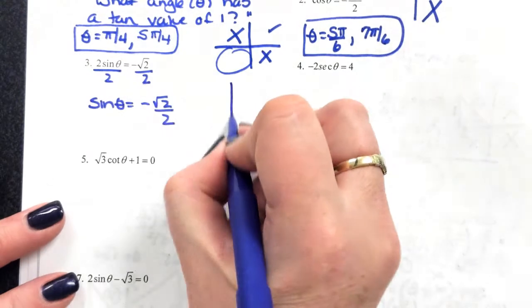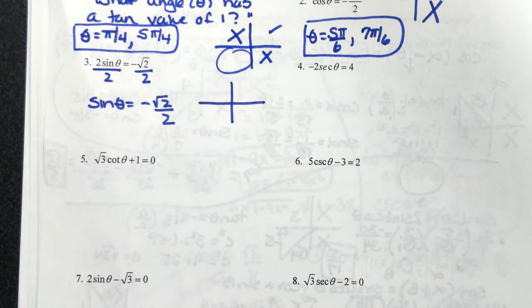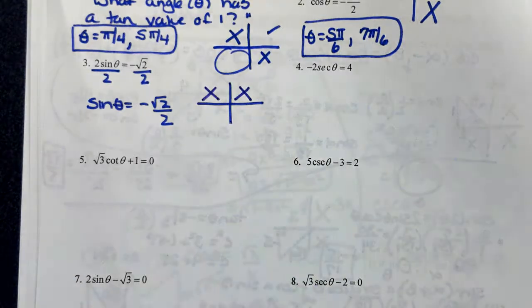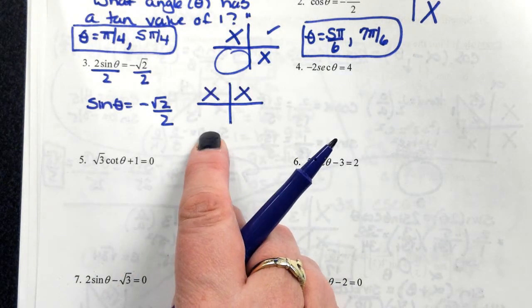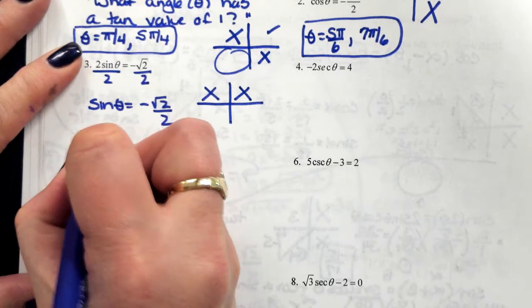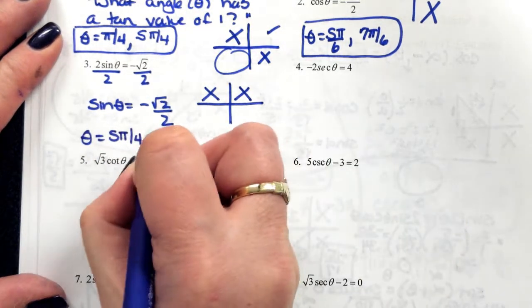So now, in your unit circle, where is sine negative? What two quadrants would sine be negative? 3 and 4. So again, like I said, get your location down on where you're going to be. So what's the angle down here in quadrant 3 that has a sine value of negative square root 2 over 2? 5 pi over 4. And then the one over there in quadrant 4 would be 7 pi over 4.